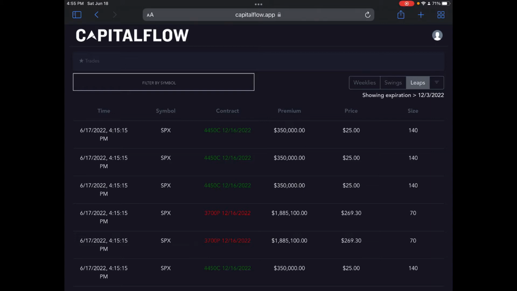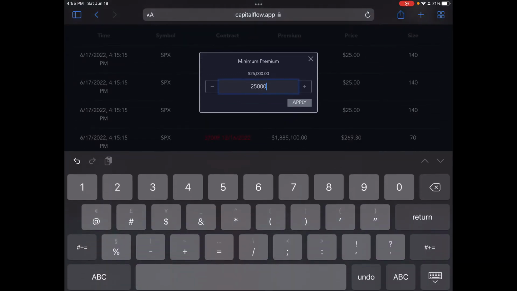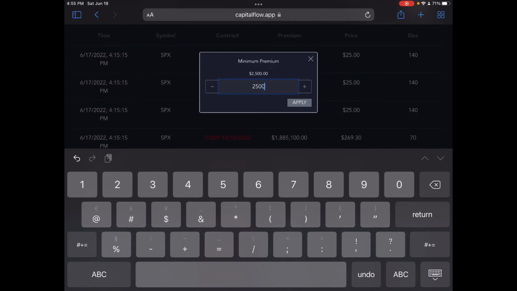Now, lastly, beside the LEAPS button, you see these three lines. This is a really important one because this is where you filter the minimum premium amount that you want to see paid. So, like I said, the idea with options flow is to look at what the big money is buying, right? And when you first come to this, it's actually going to be defaulted at 2,500. Now, because we want to look at big money, you don't want to keep it that low. It's defaulted that low just so you can see everything.